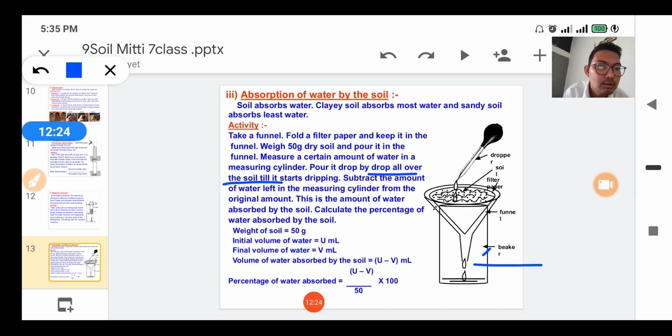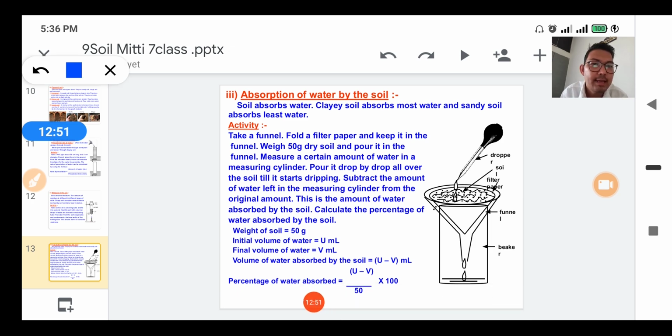Here the water is dripping. The moment soil starts dripping, you have to stop adding water. Then you have to subtract the amount of water left in the measuring cylinder from the original amount. This is the amount of water absorbed by the soil. Now we have to calculate the percentage of water absorbed by the soil.